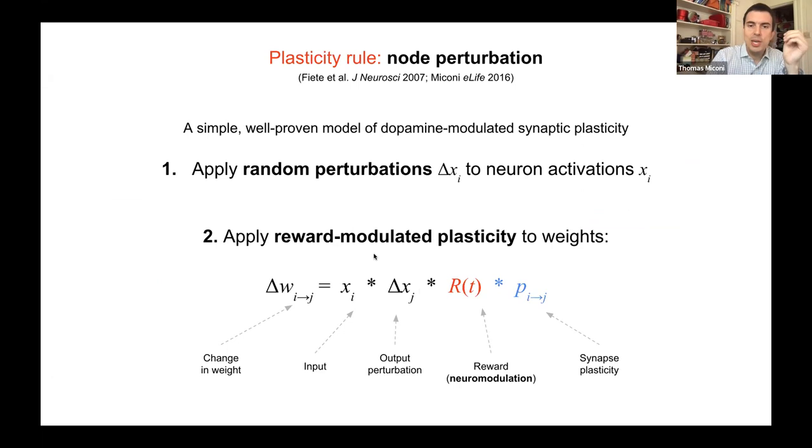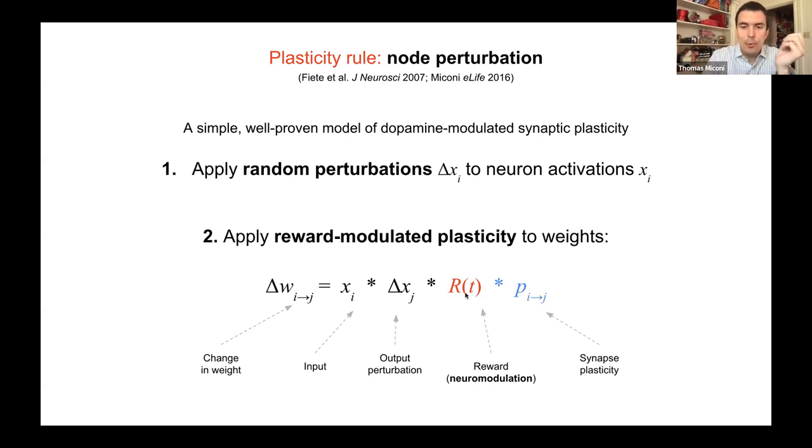It's quite simple. The way it works is that you apply random perturbations to the activations of the various neurons, and then you apply a certain plasticity rule, a reward-modulated plasticity rule, which works like this. That is, the weight between any two neurons, i and j, is modified by the product of the activity of the input neuron times the perturbation in the output neuron multiplied by the reward. So technically, it's a simple reward-modulated Hebbian learning rule, input times output. But the difference is that instead of using the full activity of the output neuron, we just use the perturbation. That's a crucial element that makes the rule quite efficient. I'm happy to talk about it later.